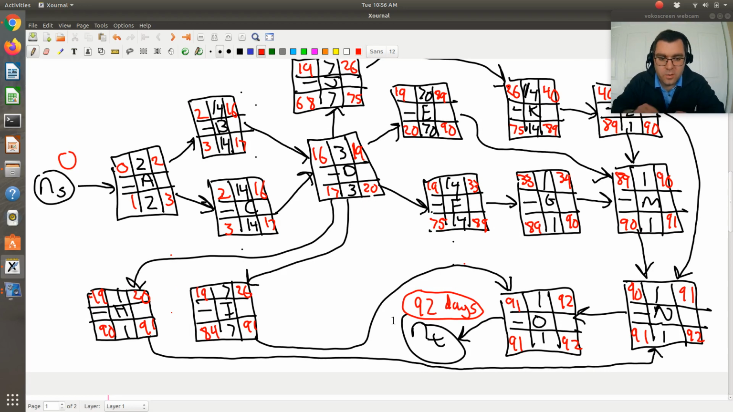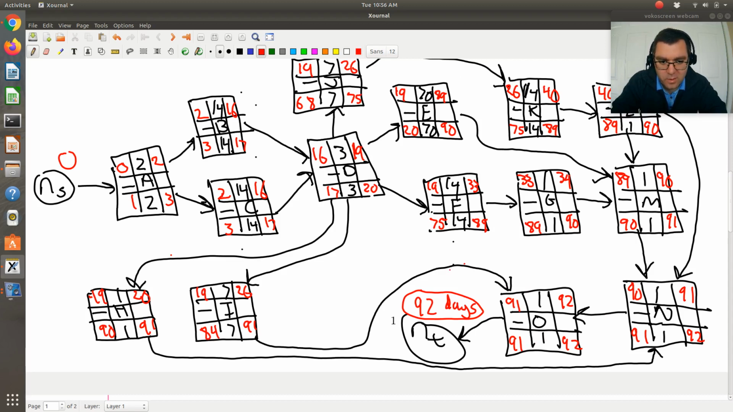So terminal node. So this project takes 92 days. So going back then to O, which is the only one connected to NT, its latest possible finishing time is 92. Duration of 1. Needs to begin on day 91. So I'm looking backward from there.